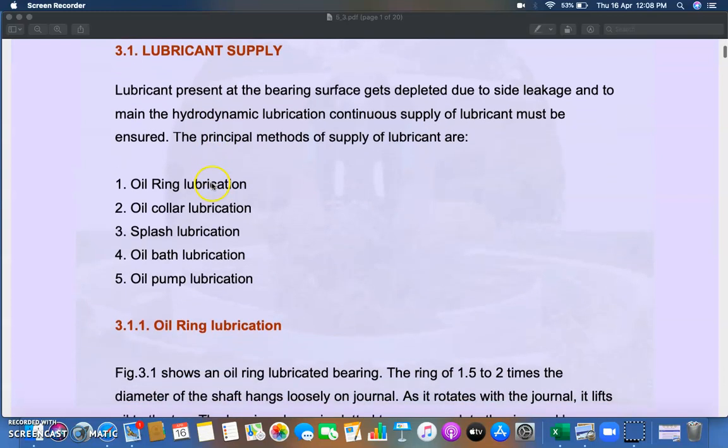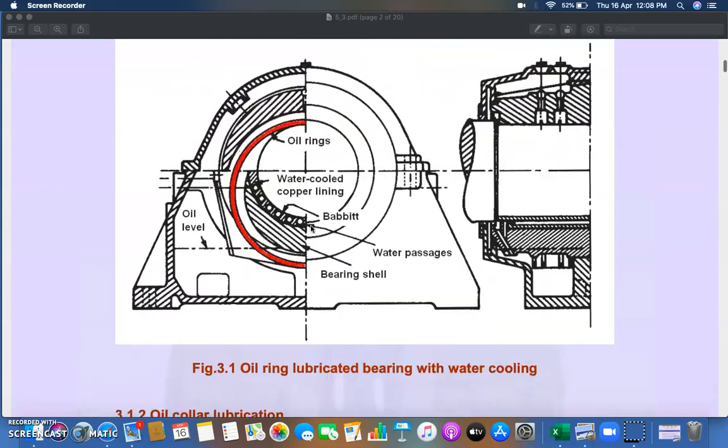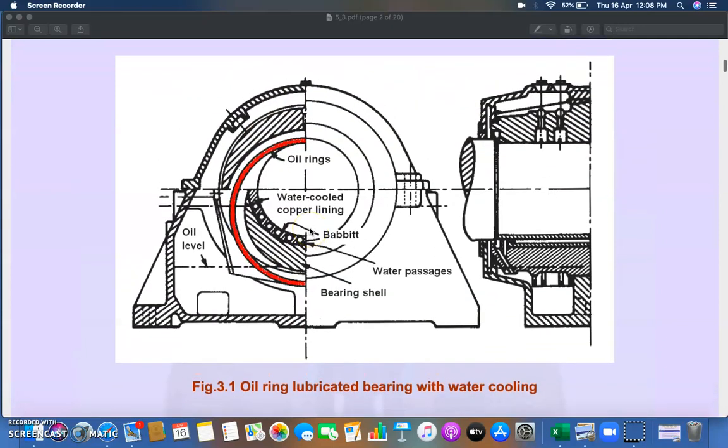So we have discussed all the processes of hydrodynamic lubrication of journal bearings, and how we can supply lubrication in the bearing: oil ring lubrication, oil collar lubrication, splash lubrication, oil bath lubrication, and oil pump lubrication. These are the diagrams which you have to keep in mind during your university exam.